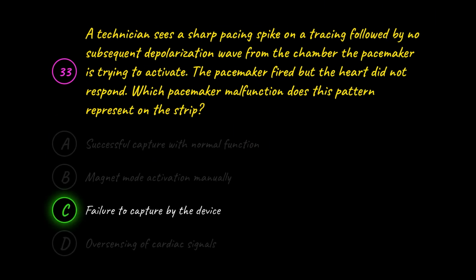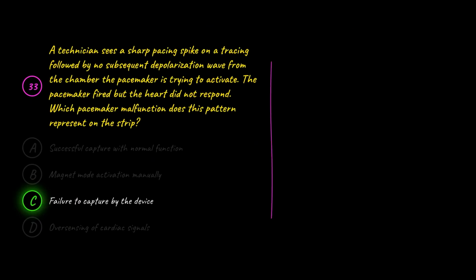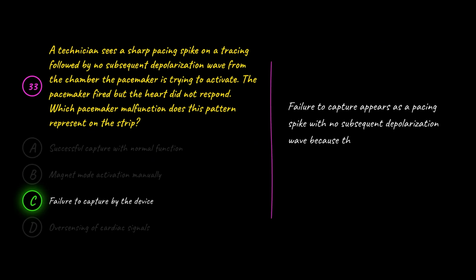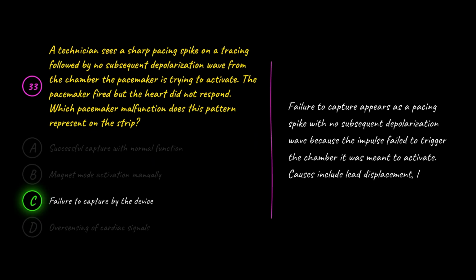The correct answer is C. Failure to capture by the device. C is correct because failure to capture appears as a pacing spike with no subsequent depolarization wave because the impulse failed to trigger the chamber it was meant to activate. Causes include lead displacement, lead tip fibrosis, low battery, or electrolyte issues.